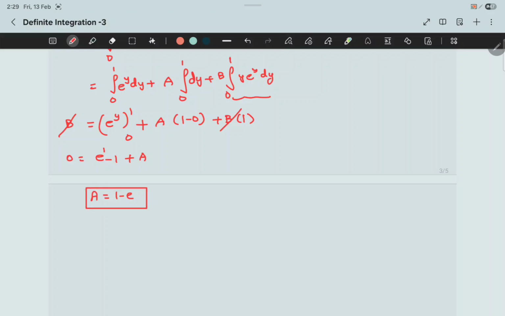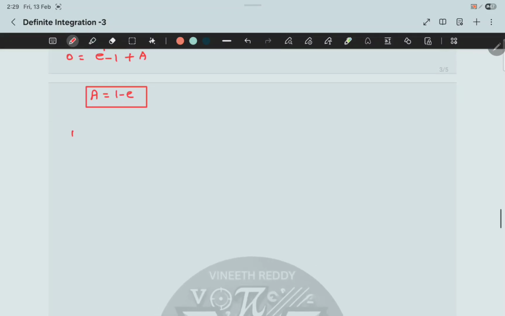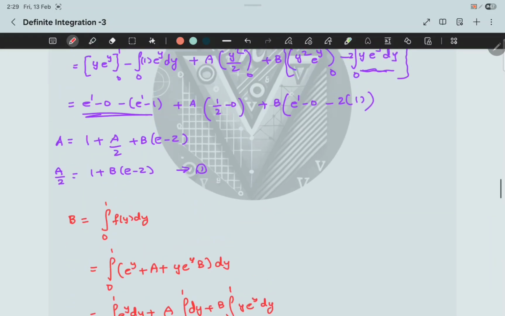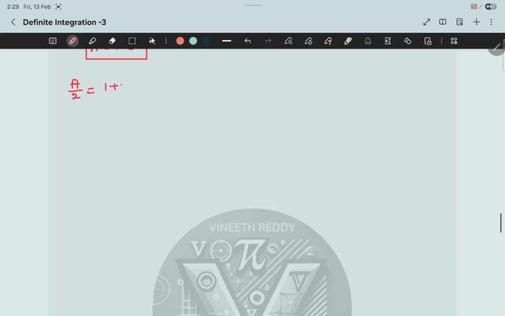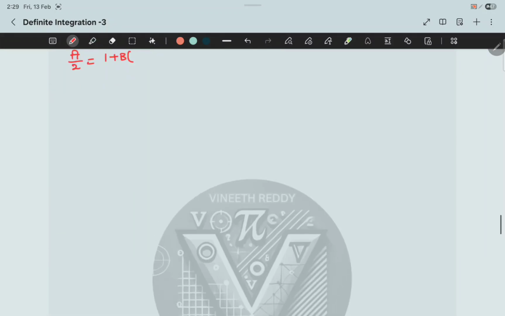Let us substitute this in equation number 1, right? Equation number 1 says a divided by 2 is equal to 1 plus b into e minus 2.